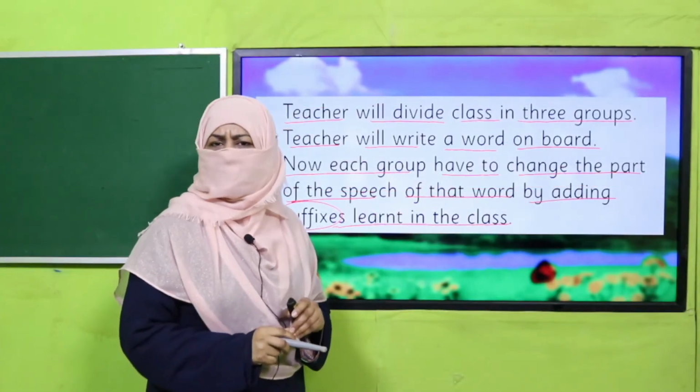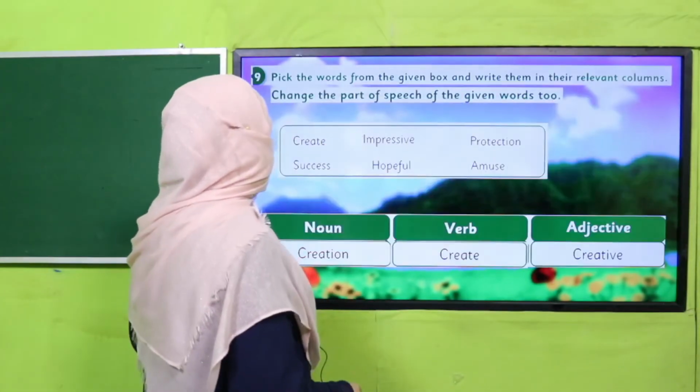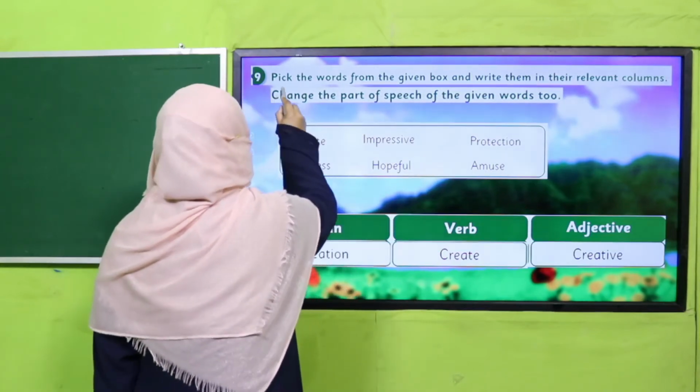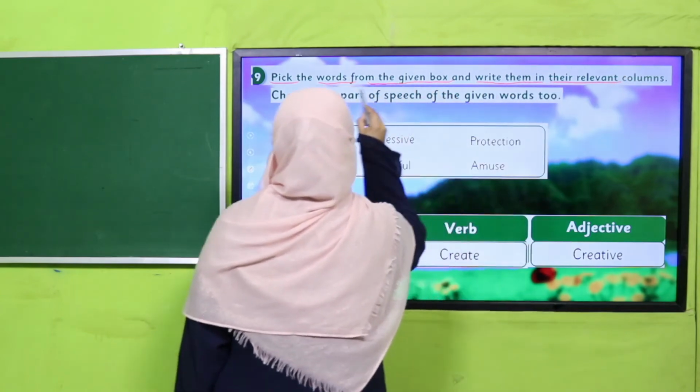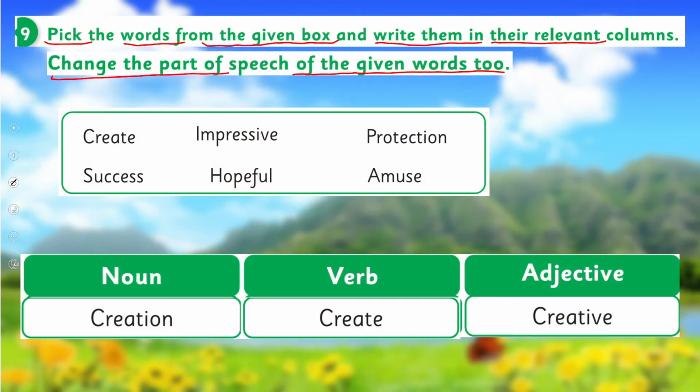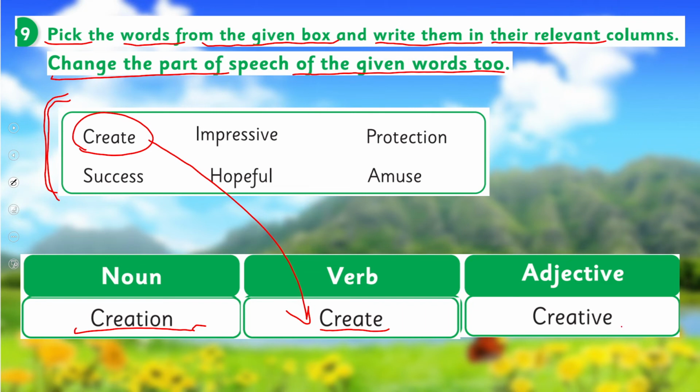Yes, my dear children, are you done with it? Good job. So we are going to practice this in your book. Pick the words from the given box and write them in the relevant column. Change the part of speech of the given words. Here is a word bank. You have to write these words. First, you will take a word, write it into the relevant column, and then from this word, you have to complete it for noun and adjective, and likewise for all these. You will make a table of 3 columns and you will complete this work. So pause the video, complete this work in your book. Table is already there in your book. So practice it and then come back.